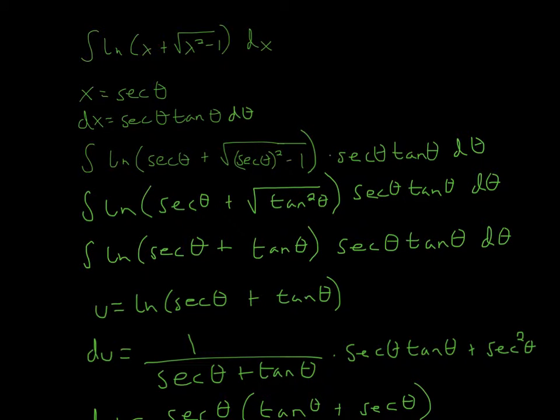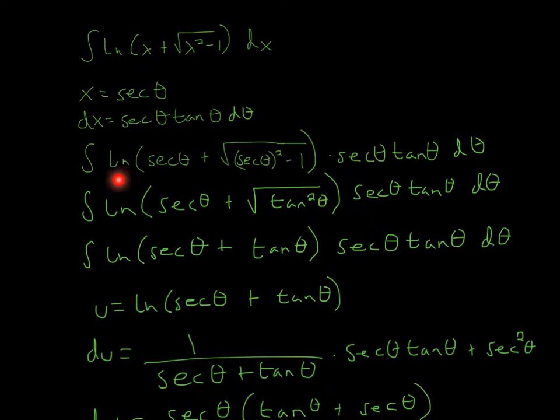So for this problem, we can do trig substitution. That's where we take x and set it equal to secant theta. Then we can take the derivative of x, which is dx, and the derivative of secant theta, which will be secant theta tan theta d theta. Okay, so now we just plug in.